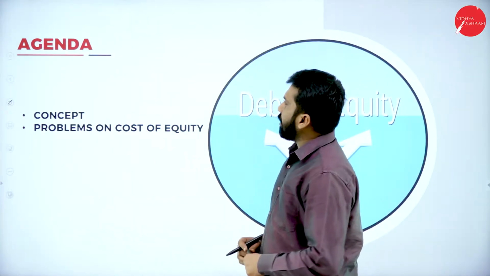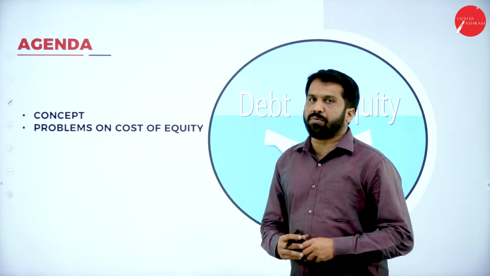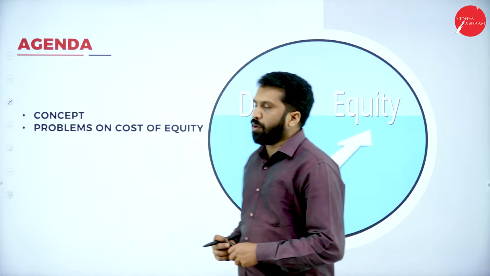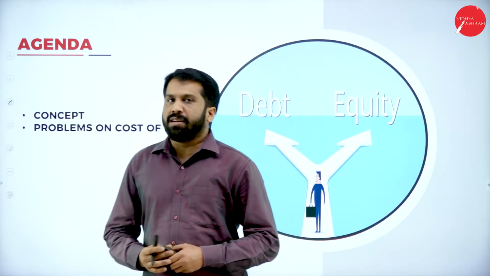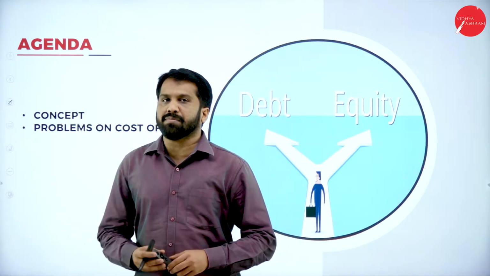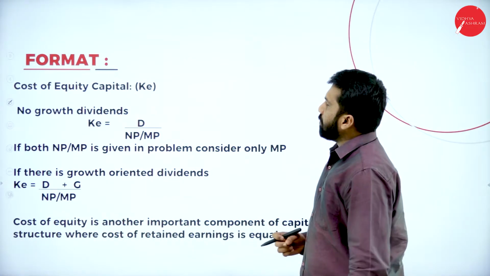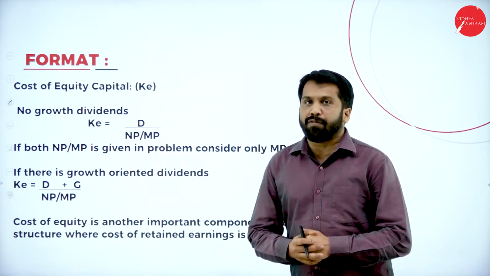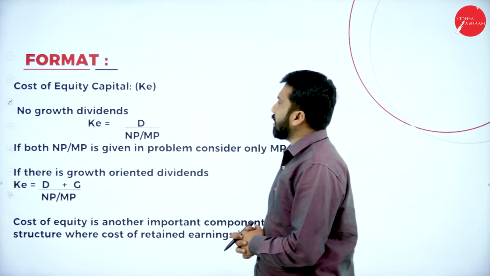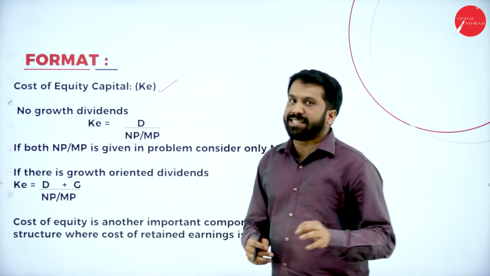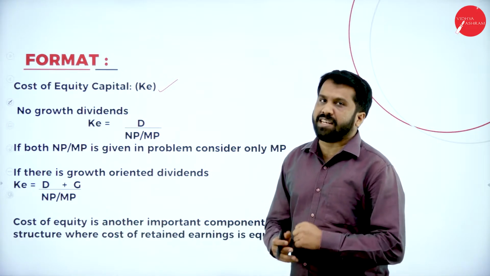The first part, the agenda, you know what the agenda will be? Concept as well as problems on cost of equity. The first part will be called format. Under format, what will come? Cost of equity capital, we call it KE, cost of equity.